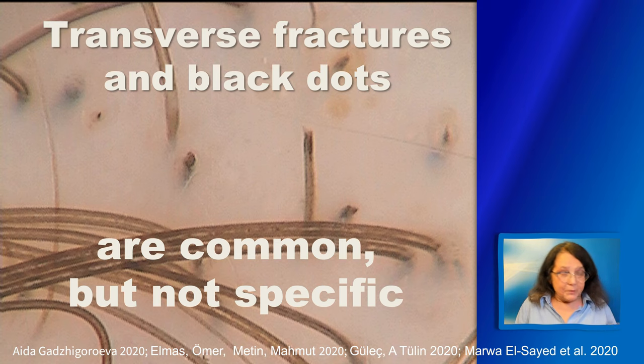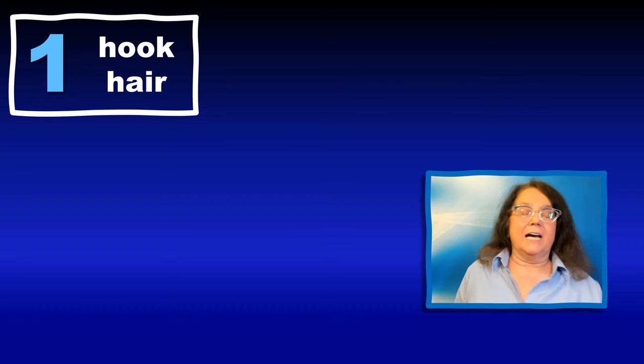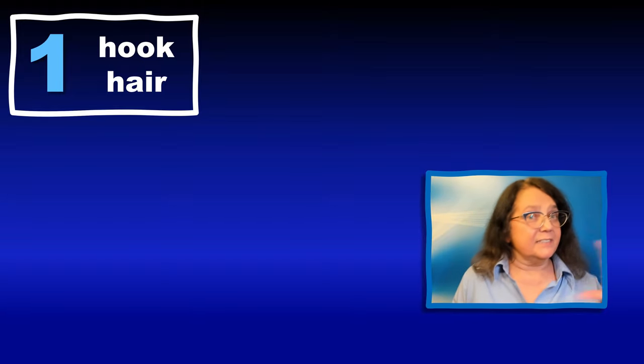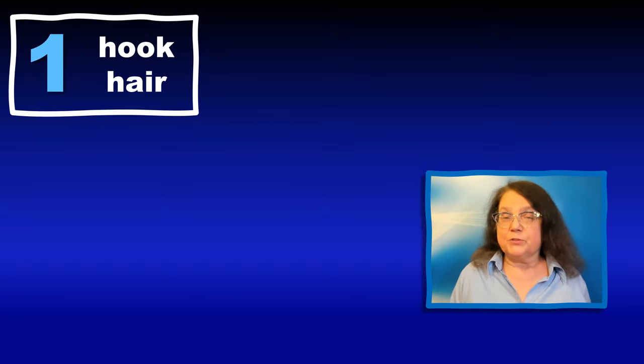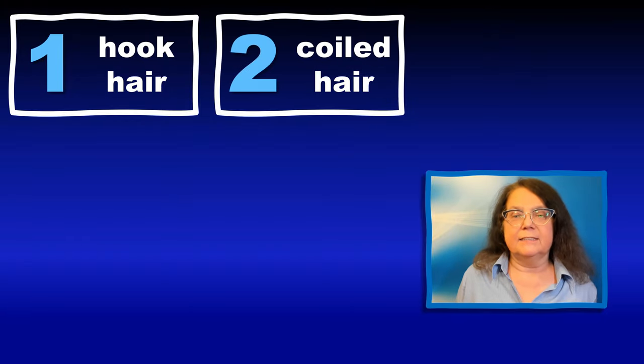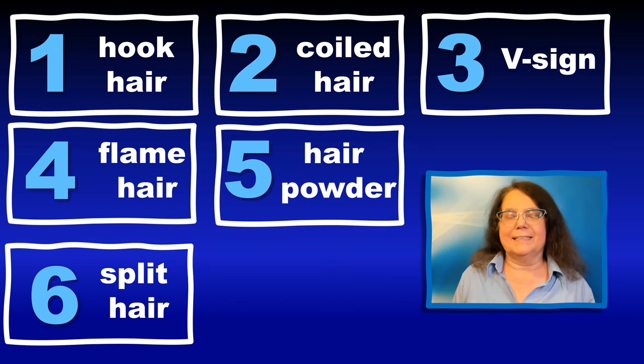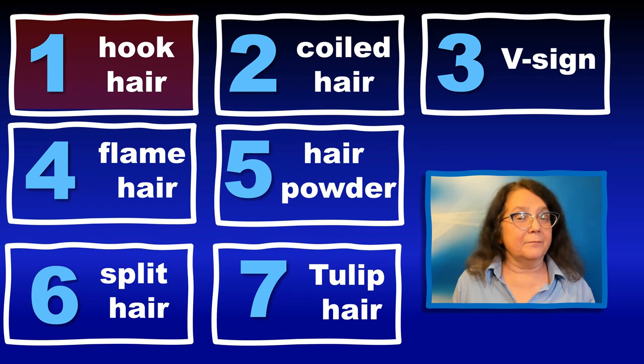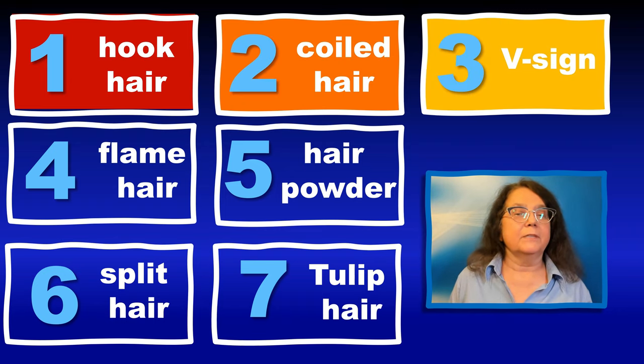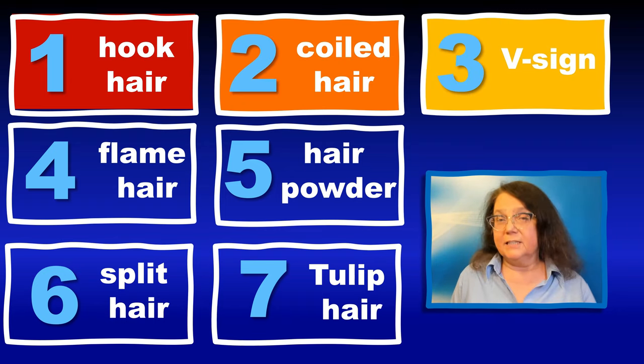The most common feature of trichotillomania in trichoscopy is the presence of transverse fractures and of black dots. But despite the fact that they are common, they are not specific, so they have less diagnostic value. Before I tell you something new about trichoscopy of trichotillomania, just a summary of the top 7 trichoscopy features: the hook hairs, the coiled hairs, the V sign, the flame hairs, the hair powder, the split hair, and the tulip hair. And the top 3 features are most specific for trichotillomania.